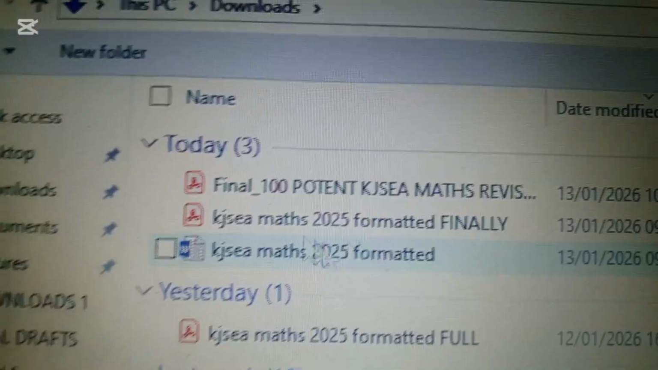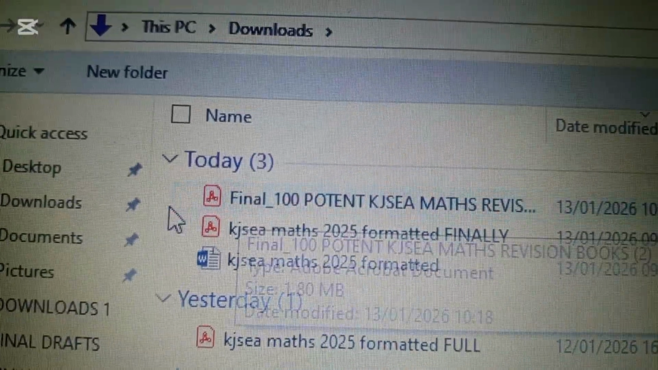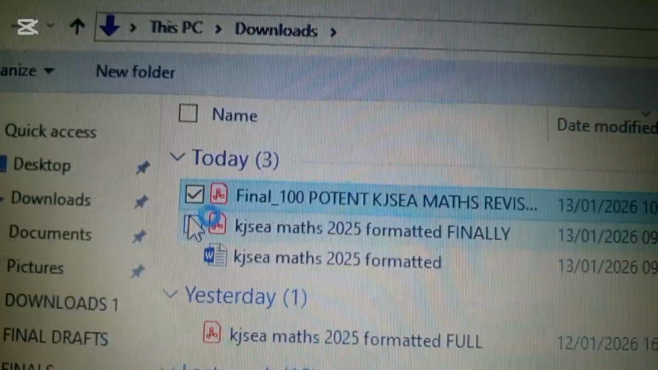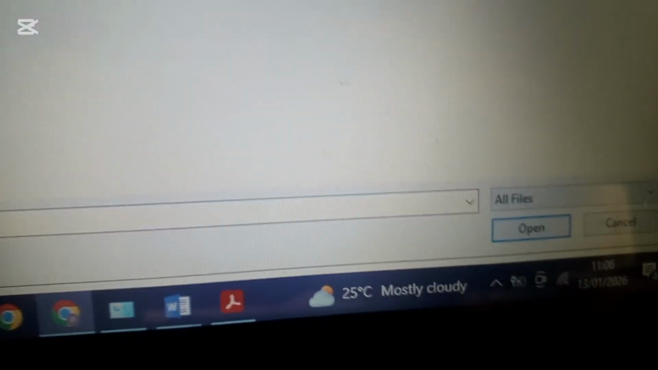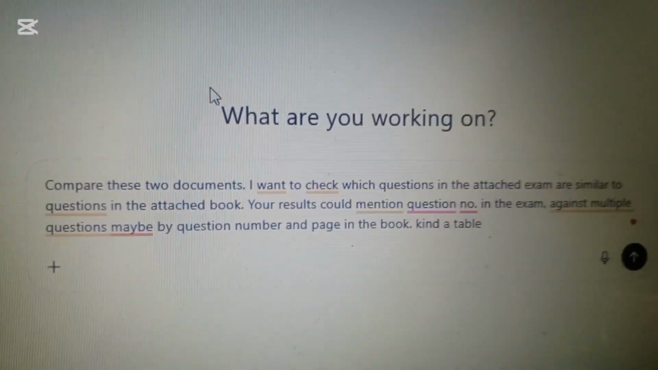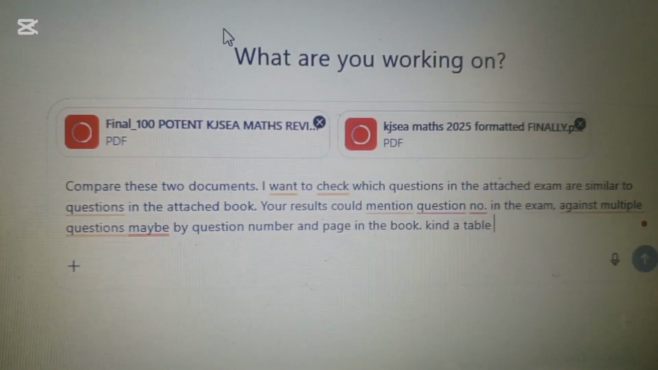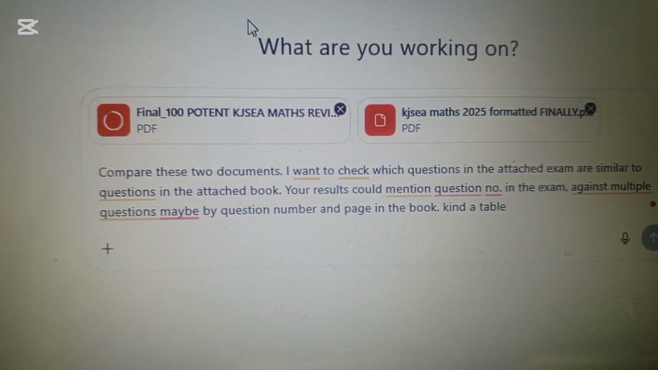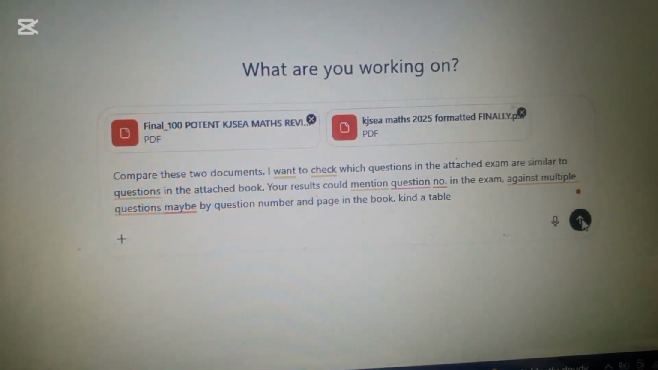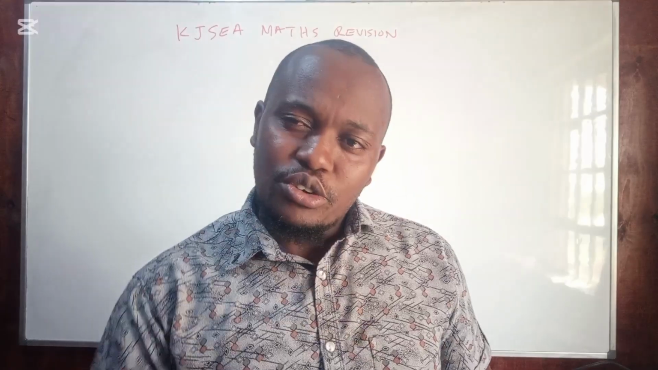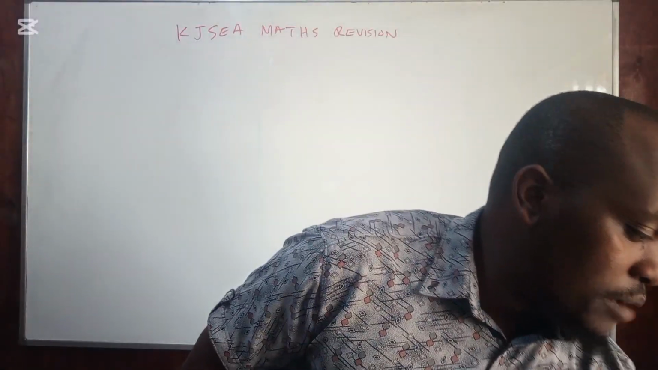So the first file is my book, and then this is the exam, KJSEA Mathematics 2025, and then I attach there. So there the documents are uploading and they are done. Let us see what AI has to say. Let me show you the results of one of the AI platforms.